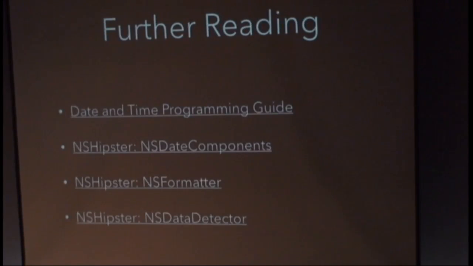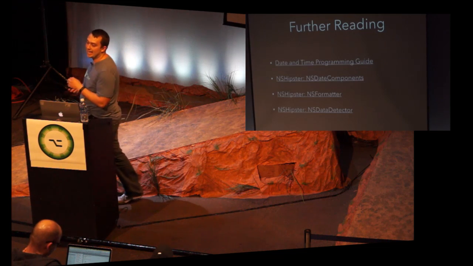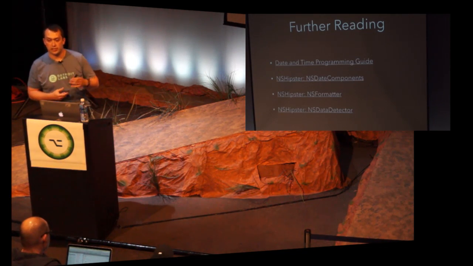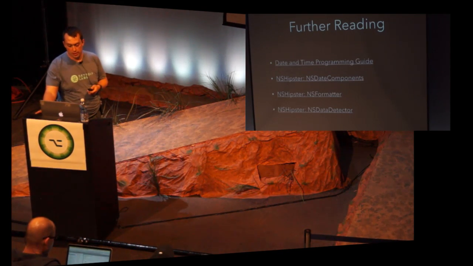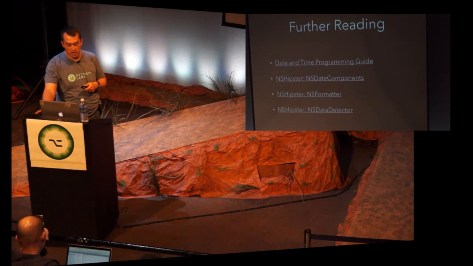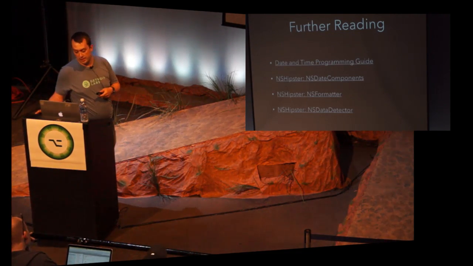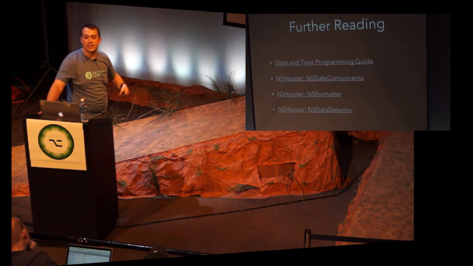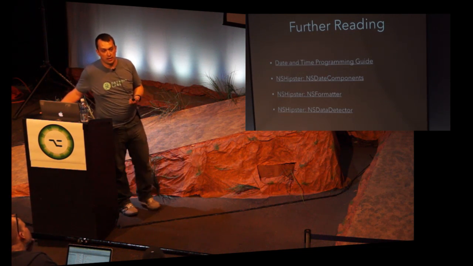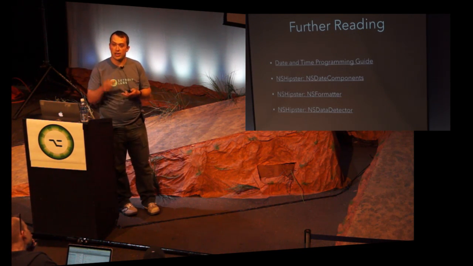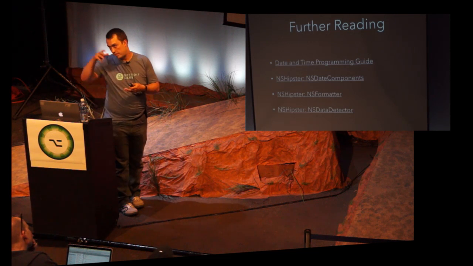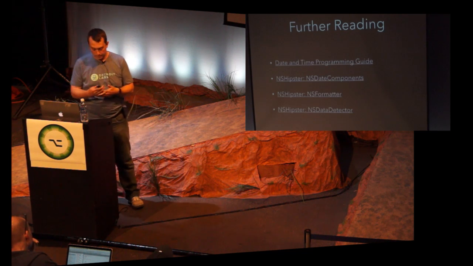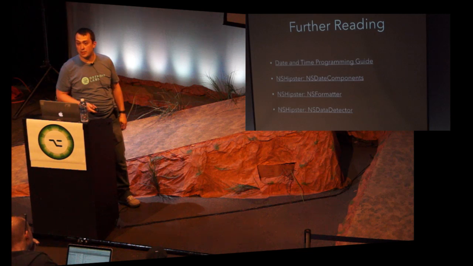So if you want further reading, Apple has a date and time programming guide that goes through a lot of this stuff and has really good examples. And then there are 3 articles on NSHipster I would recommend. So NSDate components and formatter. And then lastly is NSDataDetector, which is how you can do cool things like detect a date in a string and extract it out when it's with a bunch of other text. So that's dates and times in Cocoa.